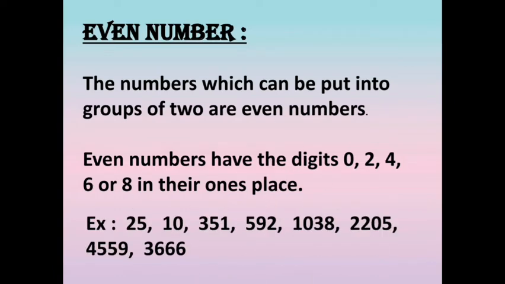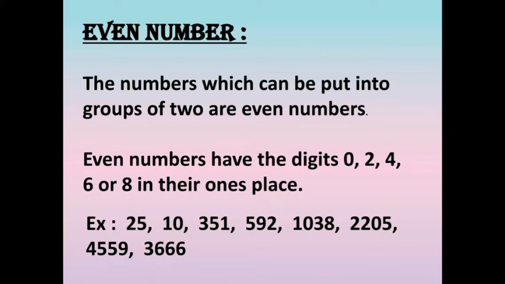Now 25, 10, 351, 592, 1038, 2205, 4559, 3666. So what are the even numbers in this? You have to see the digit in ones place. Now see, first number is 25. So is it an even number? It is not an even number, because in ones place you are having 5. But what is written? Even numbers have the digit 0, 2, 4, 6 or 8.